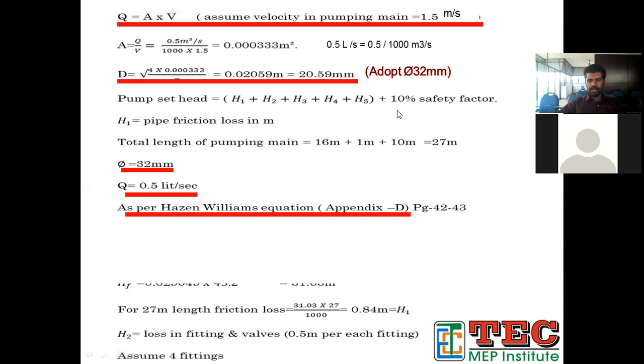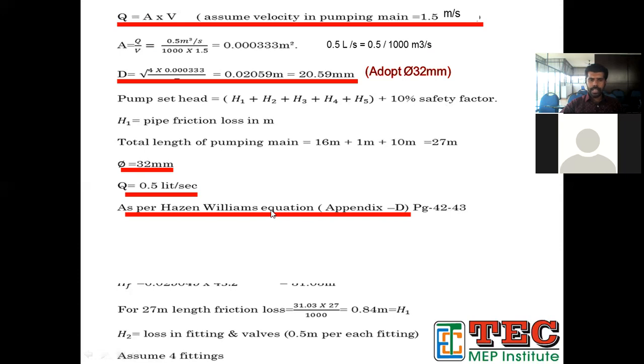We'll be getting 2 point something, 2.21 or something like that. So add with this and find the pump capacity. You have to add all these things, H1, H2, H3, and you got 22.81. Then you have to add a 10% safety factor to this total H. When you add all these things, you'll be getting approximately 25.09, it seems.